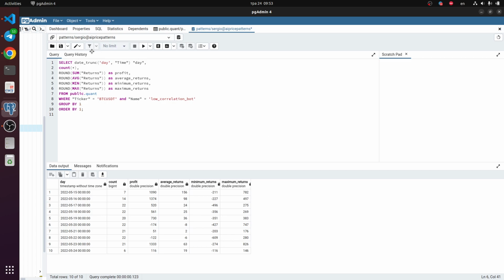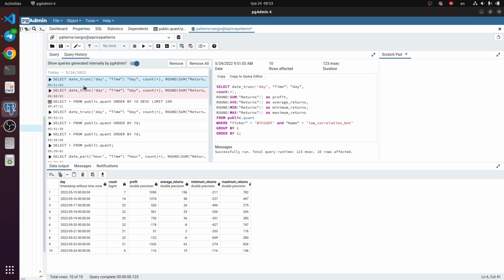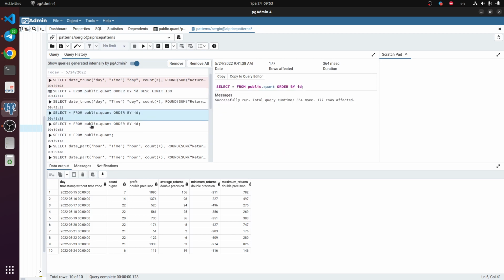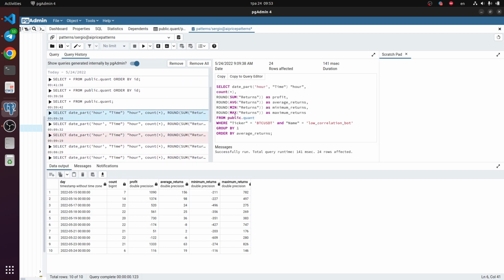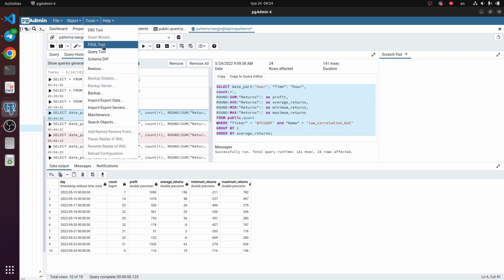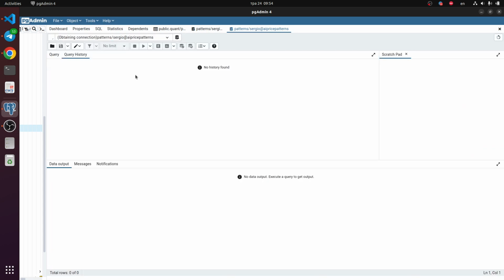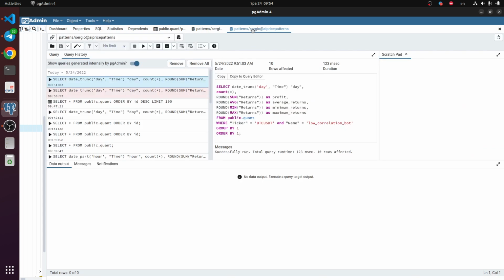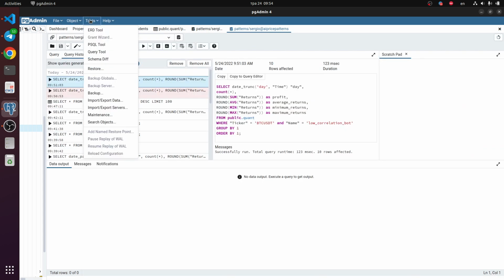We need to query history, for example. I did it. I just need to remember. Okay, data trunk, and I need more information on how it works during the hour. Let's copy. We also should call tools and query tools. Copy and paste it here. Let's look again.